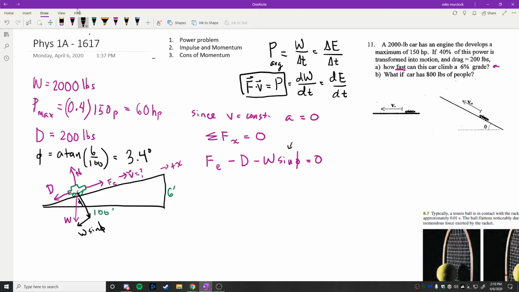So basically, this forward force minus the drag force minus w sine phi should be equal to 0, which means that the force from the engine ends up being equal to the drag force plus w times sine phi.